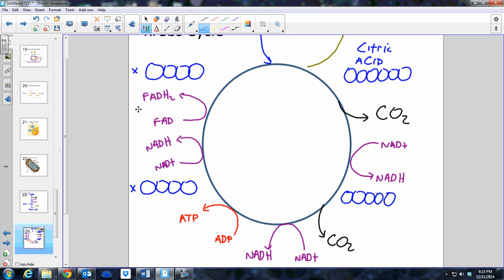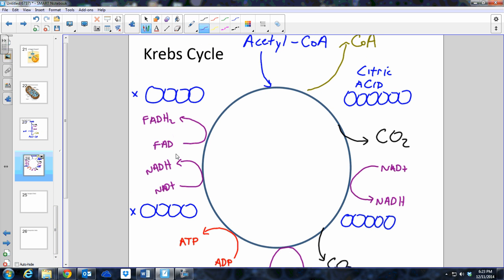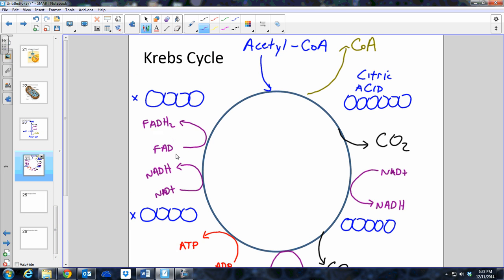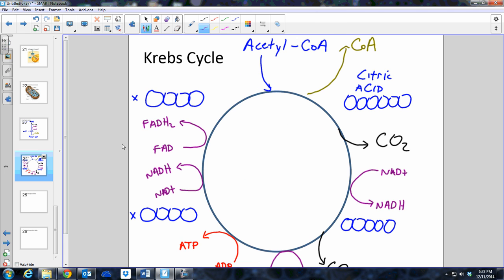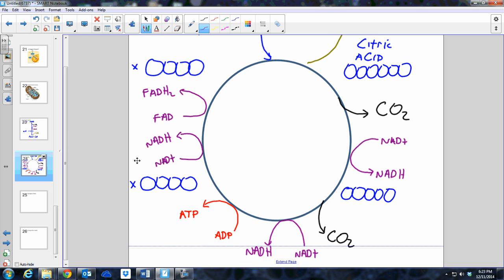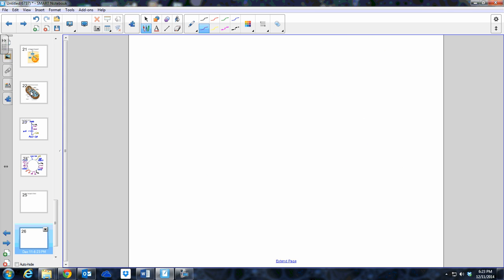Now, all of these electron carriers are headed off to the electron transport chain. And if you remember, what was the purpose of the Krebs cycle? The purpose of the Krebs cycle was to take pyruvate and to break it down and to make electron carriers like NADH and FADH2, and we happen to get an ATP to boot. So before we draw the electron transport chain, let's take a moment to talk about the totals that we have in the Krebs cycle.